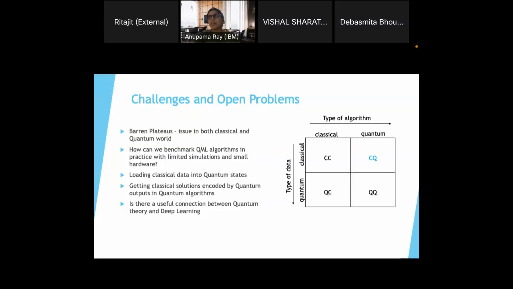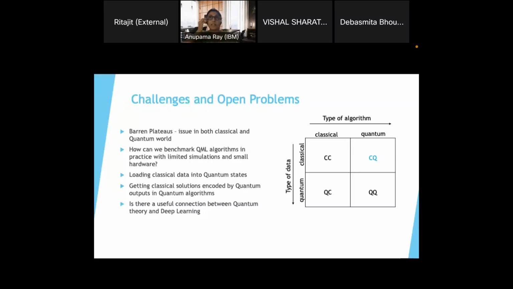Now, another problem is that there are large systems. IBM is coming up with their 433 qubit machine, maybe by December, right? But you are still running on smaller circuits. So what is the best way that you can use the entire 433 qubits? So there are different other problems.